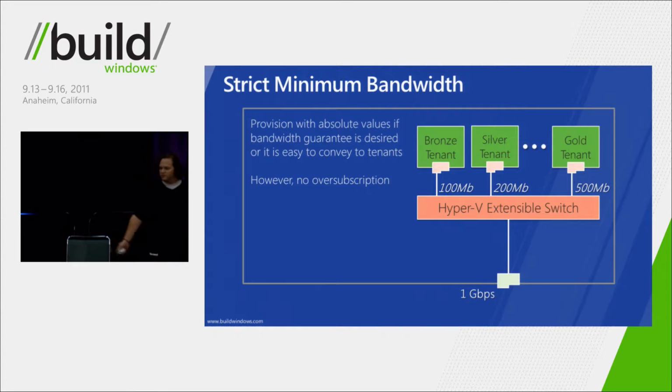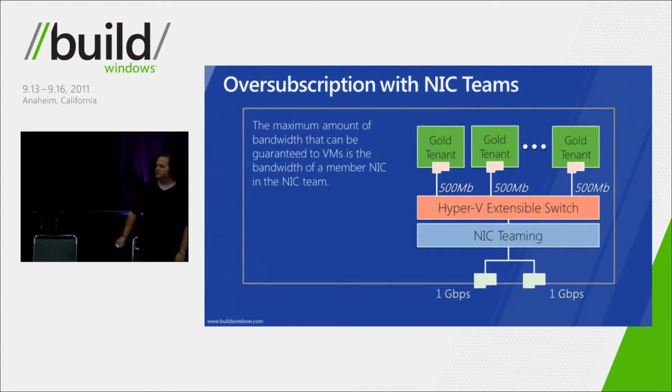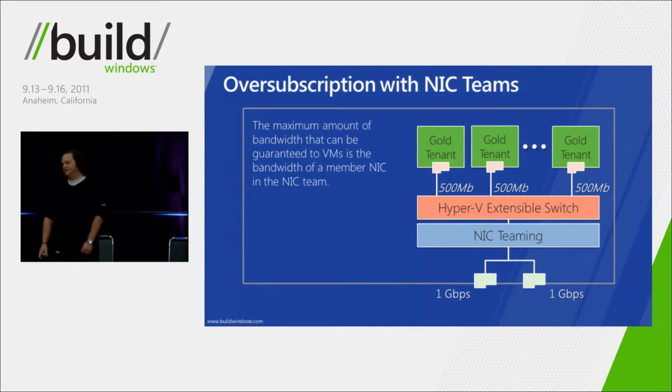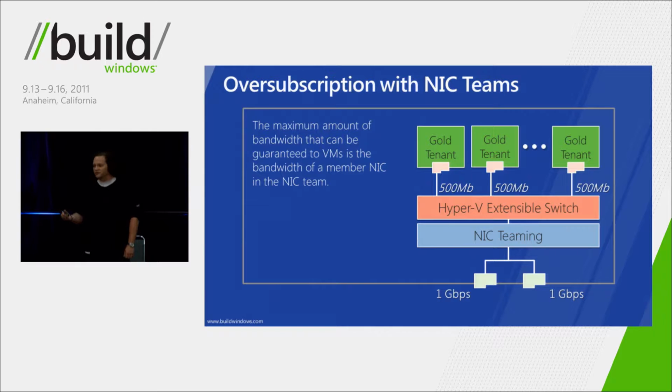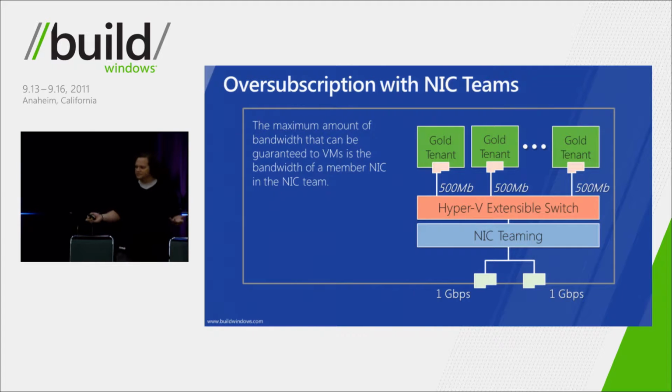So what do I mean by oversubscription? Well, if you're using NIC teaming to aggregate multiple NICs or provide failover, in this scenario, you can't actually guarantee that all these gold tenants, where I've changed the tenants around a little bit, can be guaranteed to get their half gig of link speed here. Because, in the general case, there's no way for you to guarantee that the NIC team is going to distribute those connections evenly across the 2 NICs.